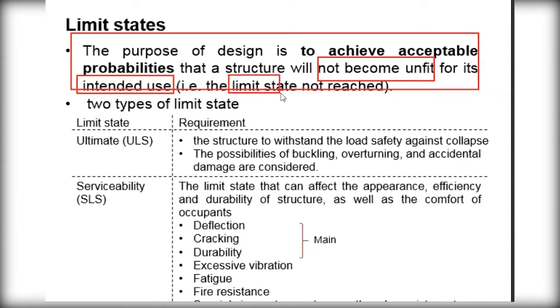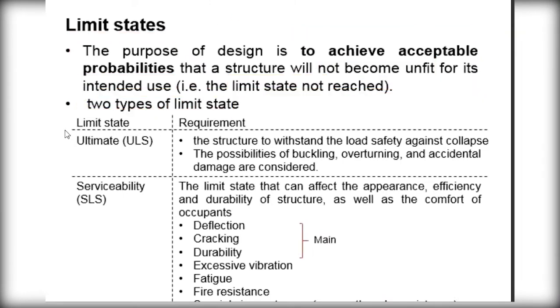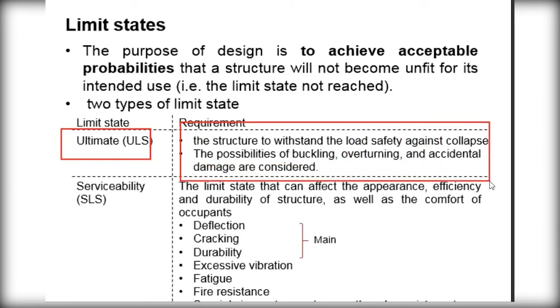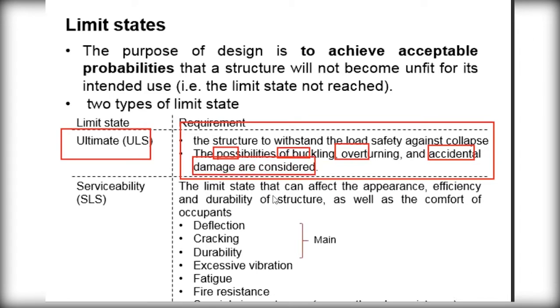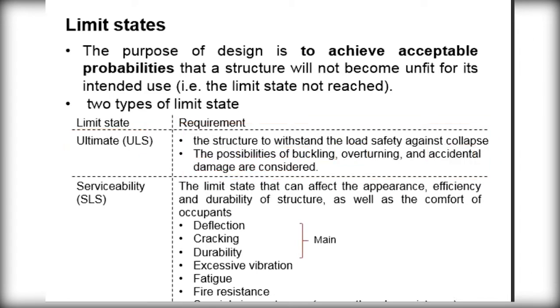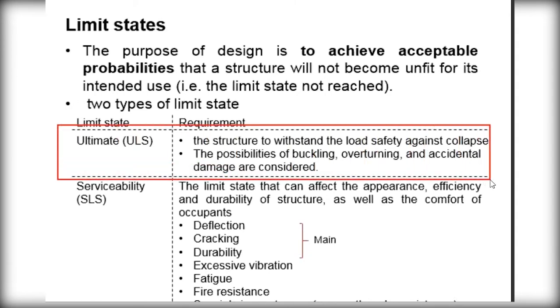And this is the limit state not being reached. It means the two types of limit state are as follows. The first is the ultimate limit state. The requirement is for the structure to withstand the loading safely against collapse, the possibility of buckling, overturning, accidental loading, and damage to your structure. And this consideration is what you name as the ultimate limit state design.